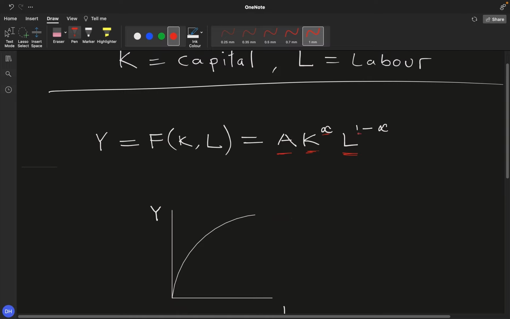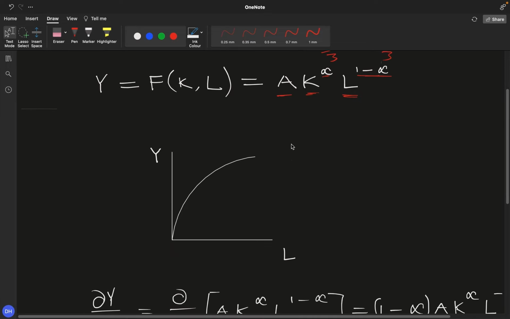The two exponents are numbers between 0 and 1. They sum to 1, right? You've got alpha, you've got 1 minus alpha, sums to 1, which gives us constant returns to scale, but that's sort of beyond the scope of this video. Just think of, for example, alpha as 1/3, and then 1 minus alpha would be 2/3, for example.